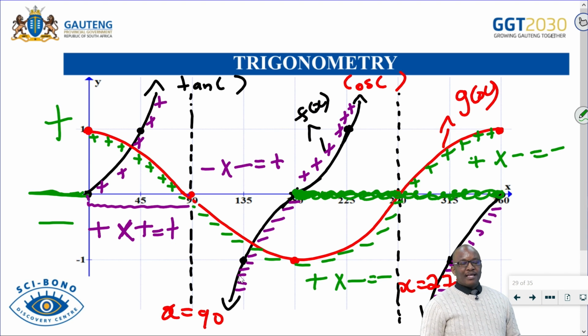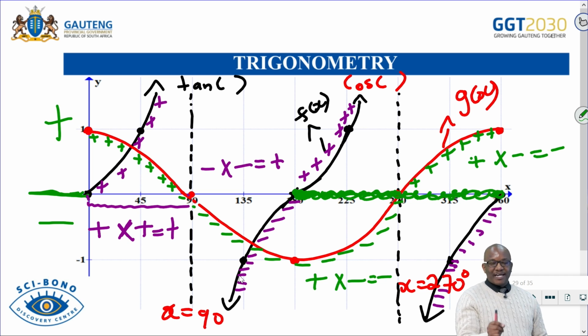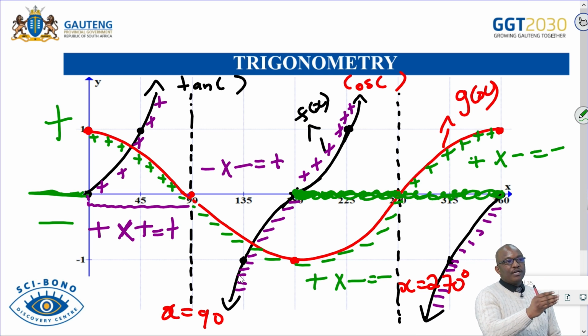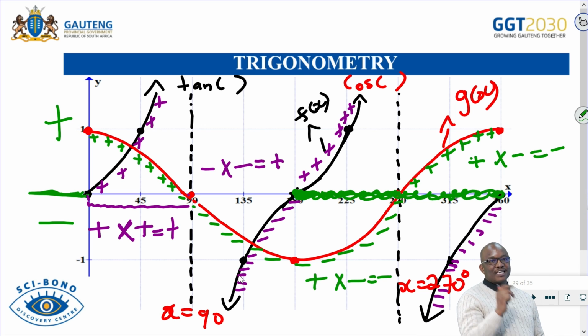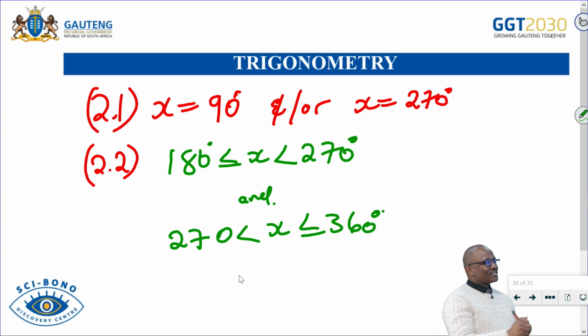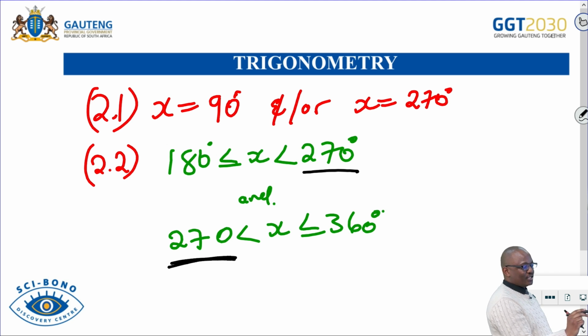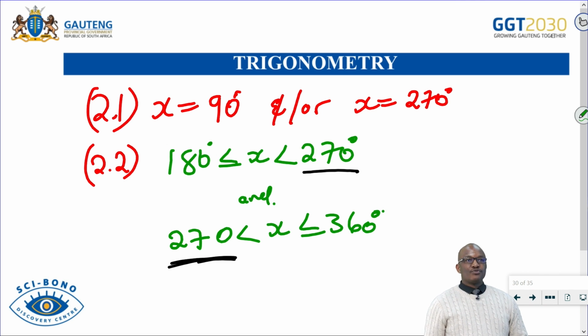Remember, the 270 part is not included. The 270 is not included because the graph of tan at 270 is undefined. Hence, I excluded 270 here and I also excluded 270 there. So that's how you write those two answers there.